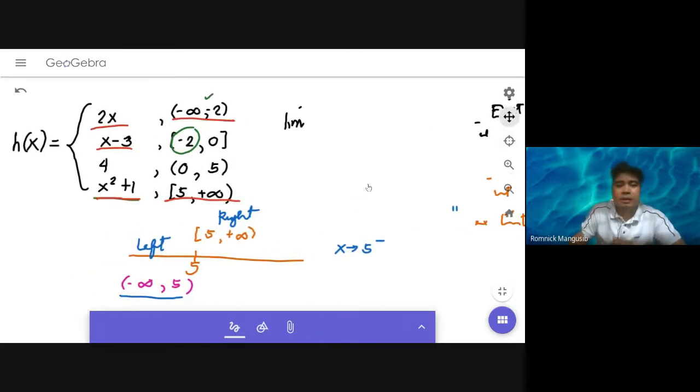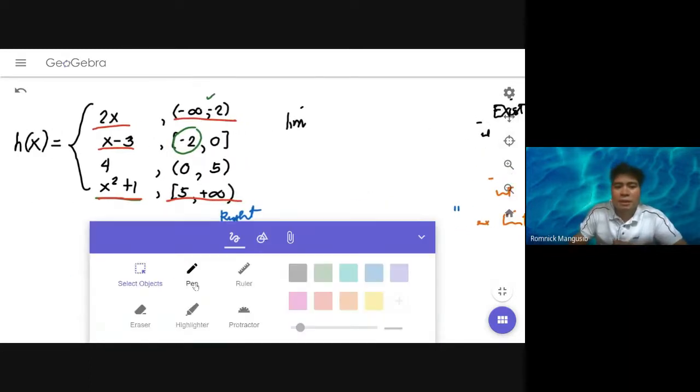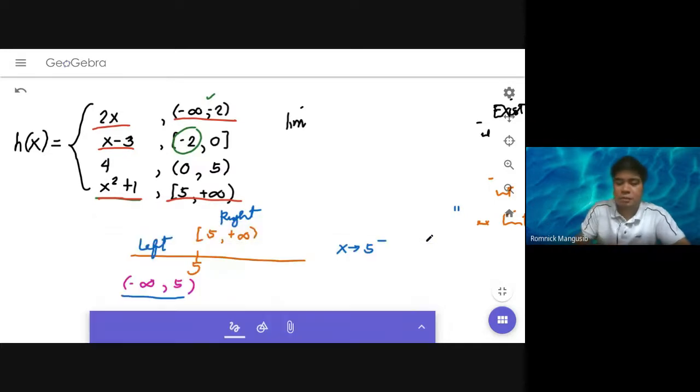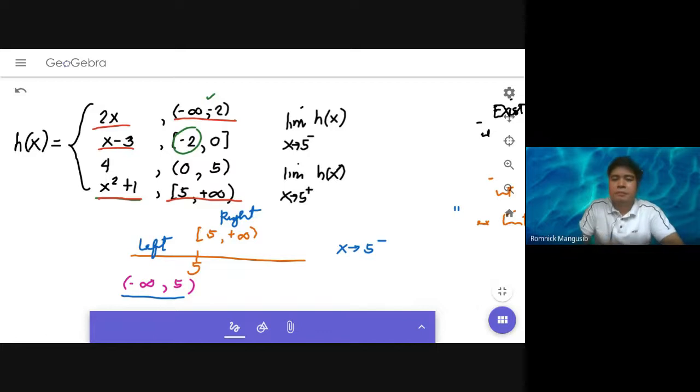Okay, para makita ninyo. What is the limit of h of x as x approaches 5 from the left? Limit of h of x as x approaches 5 from the right.